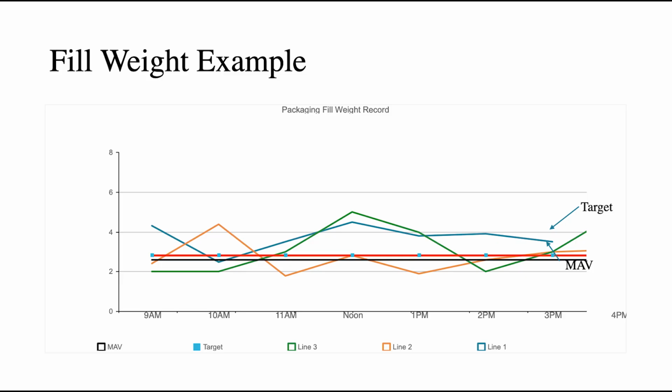Take a look at this chart. There are 4 filling lines represented on this example chart. This is an example, this is not real data, with their weights being recorded every hour. Note the line for target weight and the line for the maximum allowable variation. The target weight can be referred to as an operating limit, while the MAV line can be referred to as a critical limit. These are terms we use in process control: operating limit, critical limit.